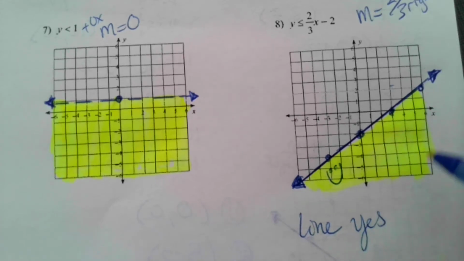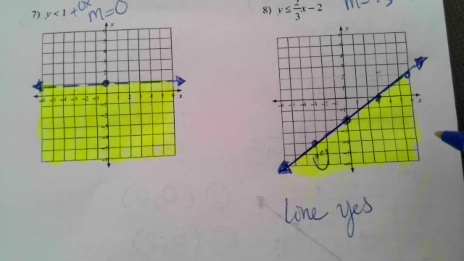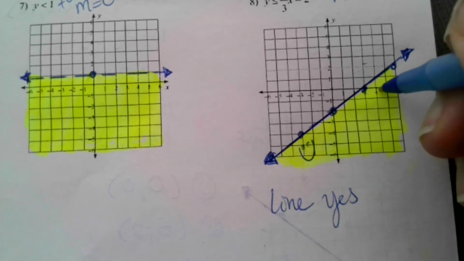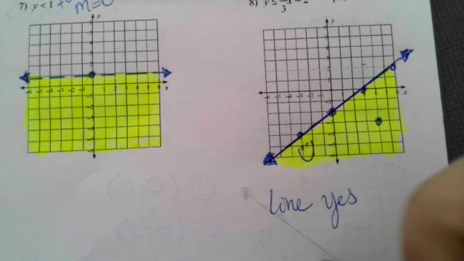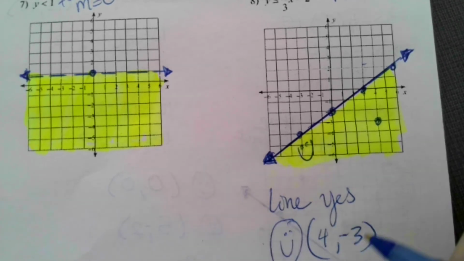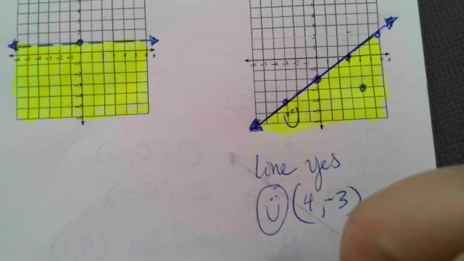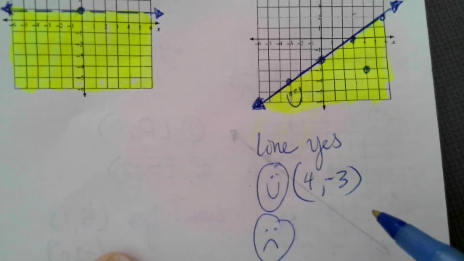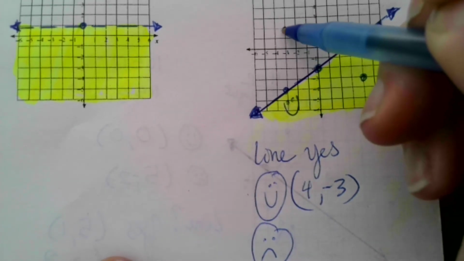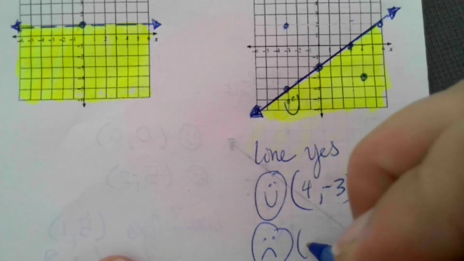So the line is a yes. Give me a point that's in the solution set. Any point that's in the colored area would work. Give me a point we cannot use. Negative 3, 2. Yep, we can't use that. It's in the blank area.